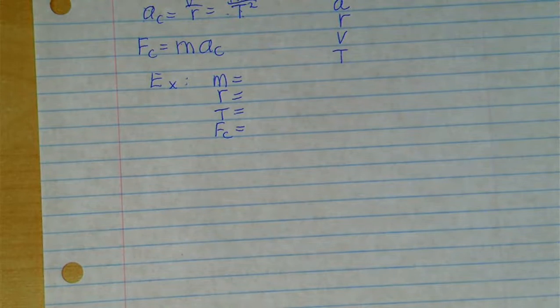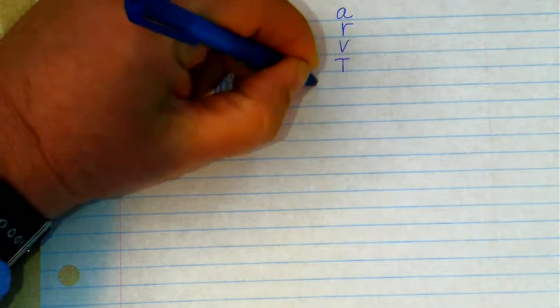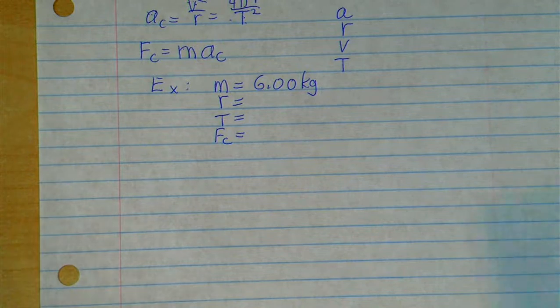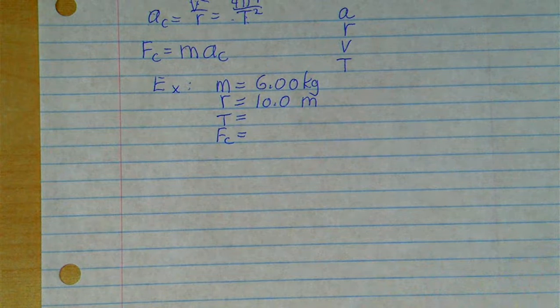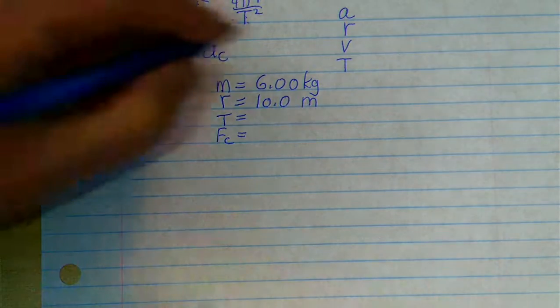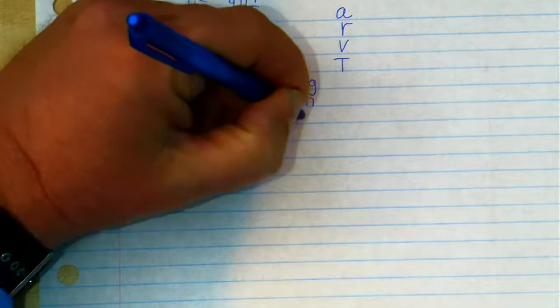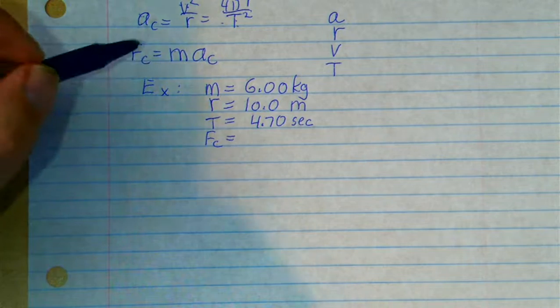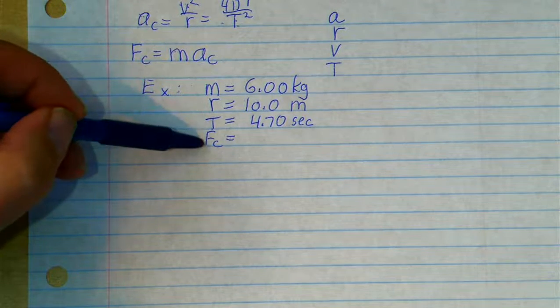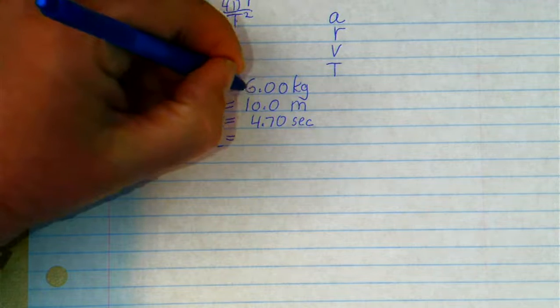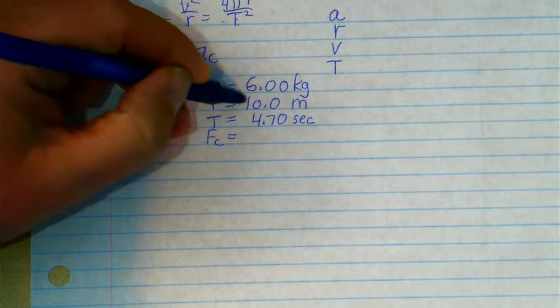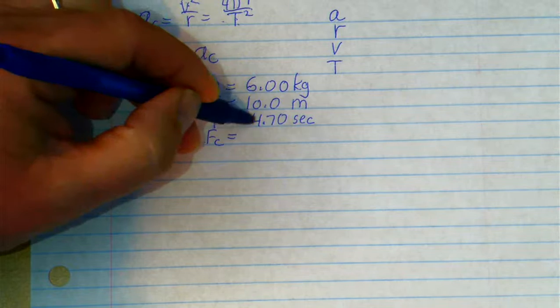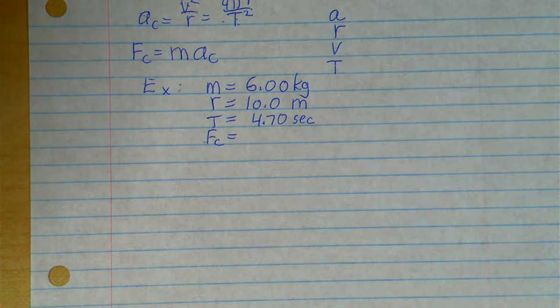All right, we need some numbers. For random mass, we're going to use 6.00 kilograms. For random radius, we're going to use 10.0 meters. For random period, we're going to use 4.70 seconds. Based on these givens, calculate, please, what is the centripetal force needed to keep this 6 kilogram mass in a circle of radius 10 meters with a period of 4.7 seconds. Calculate, please.